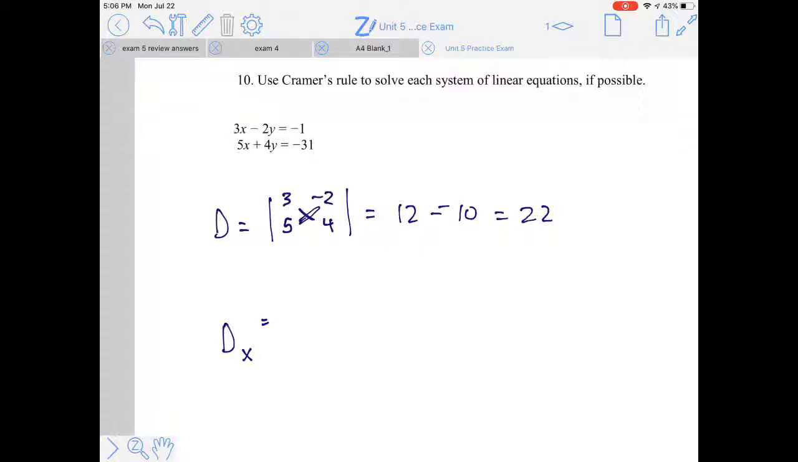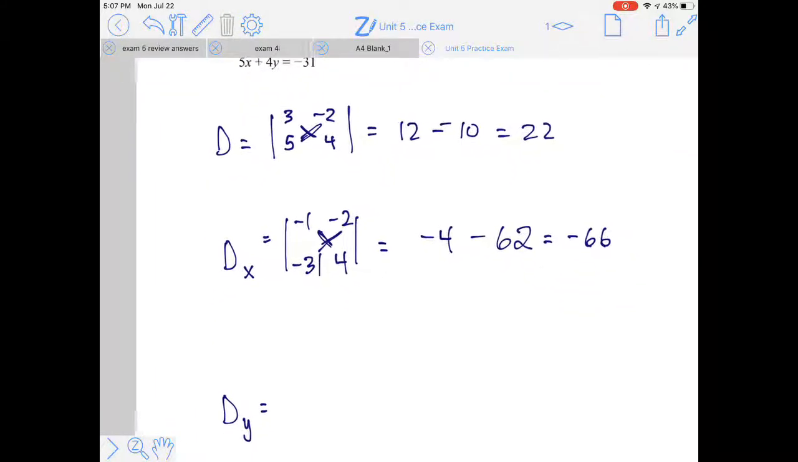You see what I'm saying? Then D sub x, if you look at the subscript, this x column here would be replaced with -1 and -31, but the y column stays the same. So we do the same formula. This product there is -4 minus that product, 6. Oh, 31, sorry, positive. Wouldn't it be positive 62? It is, but you subtract. Right, I see what you're saying. So that's -66.